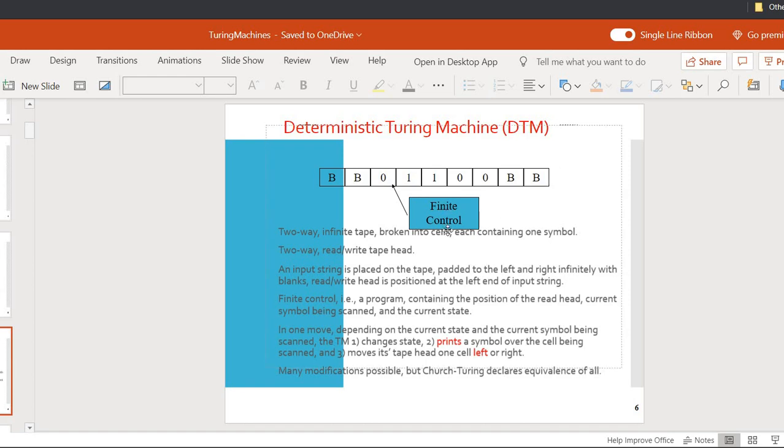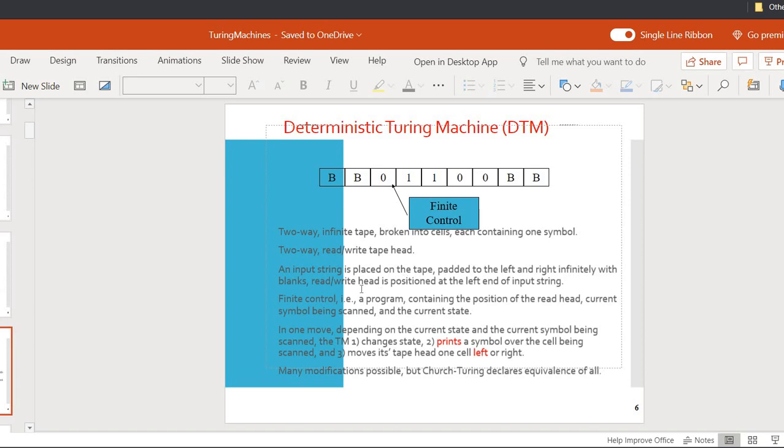The read-write head is positioned at the left end of the input string. Then there is also the finite control, this part shown here. It is a program that contains the position of the read head, that is, the current symbol being scanned at the moment, and the current state. So in one move, depending on the current state and the current symbol being scanned, the Turing machine either changes states or prints a symbol over the cell being scanned, and it moves its tape head one cell left or one cell right.